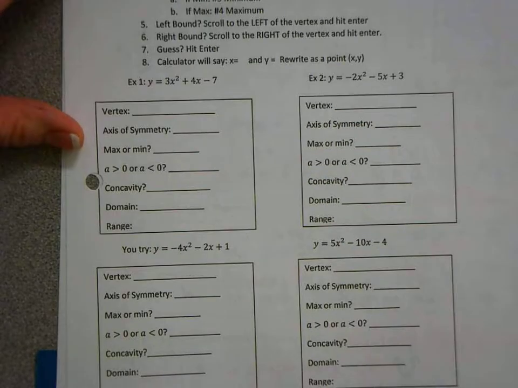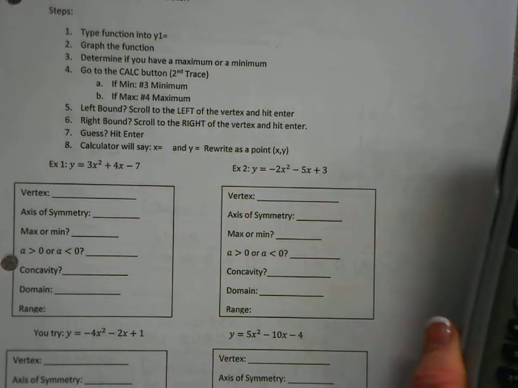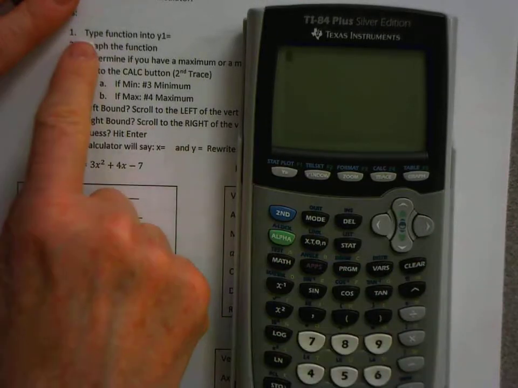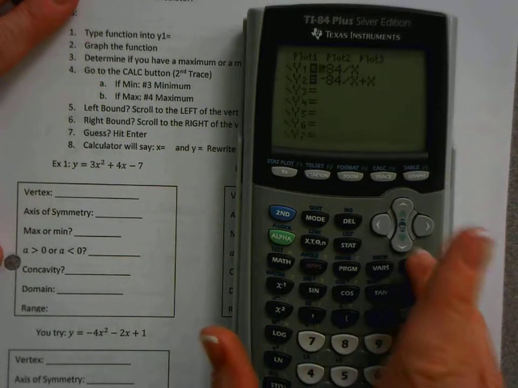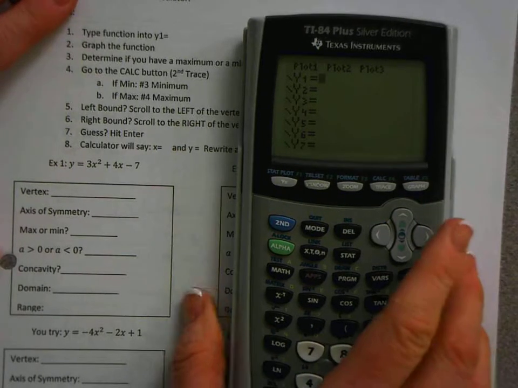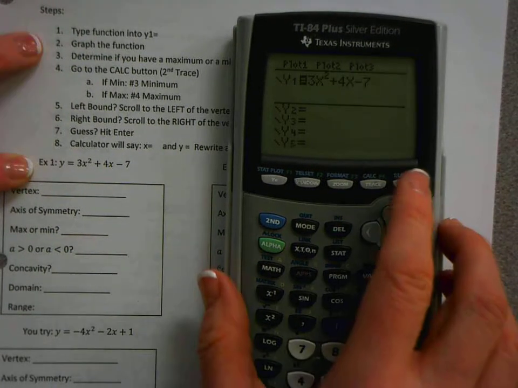All right, let's talk about the calculator. You might want to stop the video, clear your desk, and then you can go through the other examples one by one. Example number 1. So hit the y equals key and clear out whatever you have in there. There's our equation from yesterday.